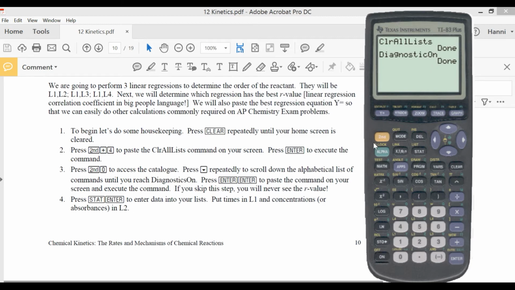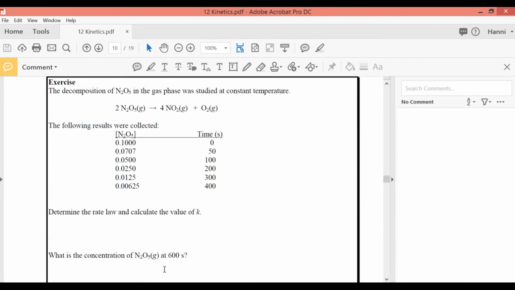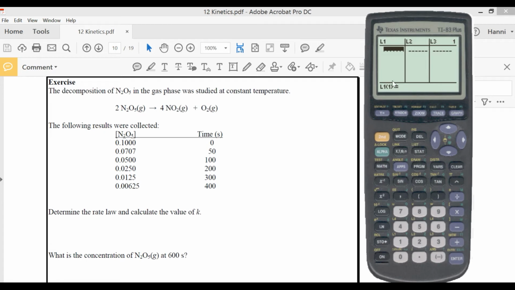Press stat and then edit. So you want to edit your data values, right? You need to put in our concentrations for L1 and for L2. So I'm going to scroll back up here so I can see my data values. So my L1 is my X, which is my time. I'm going to go ahead and enter those data values. So 0, 50, 100, 200, 300, 400, and then I press the arrow over. Oh, whoops, I have to press enter. And then press the arrow over, and then my L2 values are my concentration values of N2O5. So just normal.